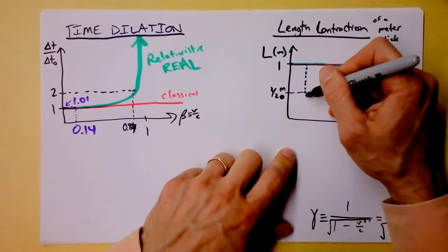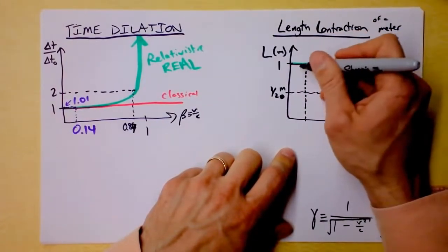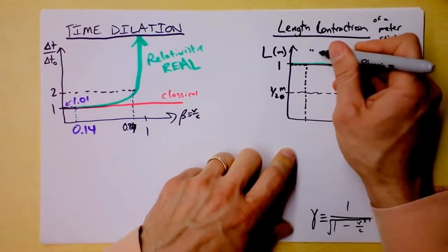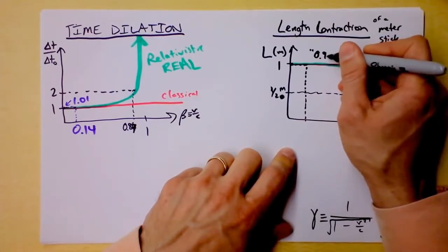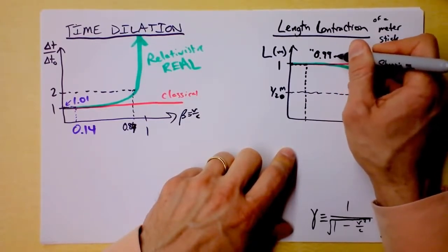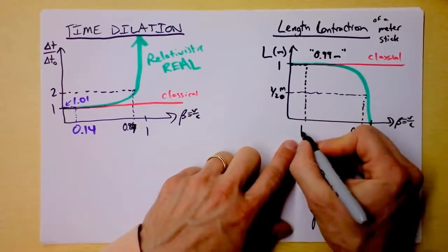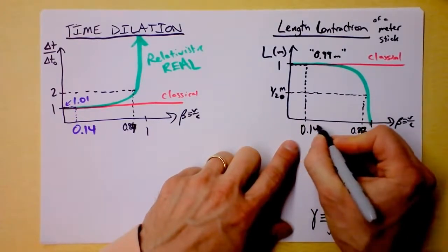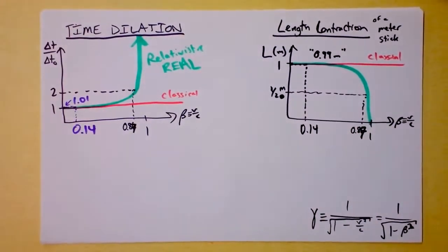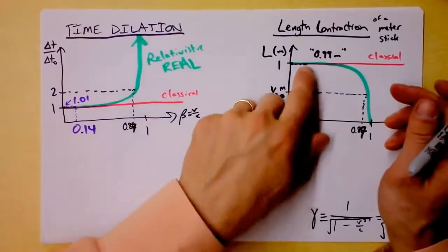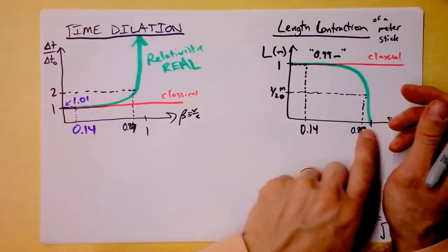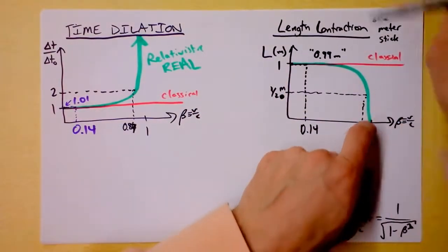The 1% difference, and we can kind of put that in quotes, this is sort of like 0.99 meters, kind of, and that's going to happen at 14% the speed of light. All right, good. So that's where stuff happens. That's where classical starts to break down, and here classical is really, really screwed up.